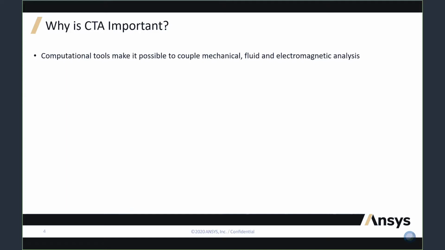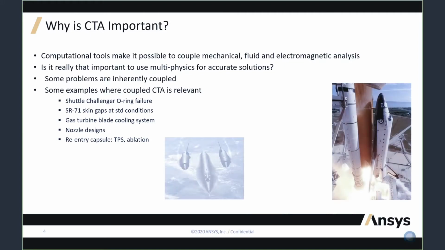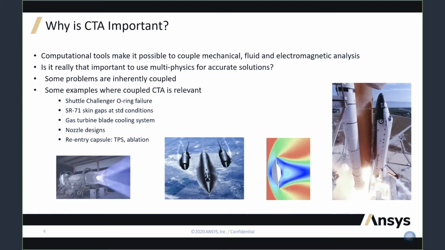And so why is computational thermal analysis important? It's important because it makes it possible to couple mechanical, fluid, and also electromagnetic analysis, which again is very important in order to get accurate solutions for these complex problems that we deal with today. So is it really that important to use multiphysics for accurate solutions? A lot of the problems, again, are inherently coupled. So we need to look at the problems coupled together in order to get an accurate solution.